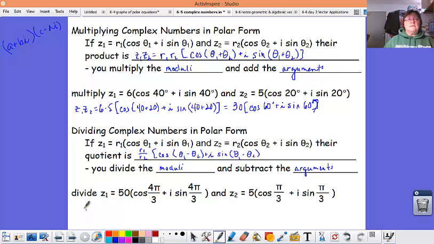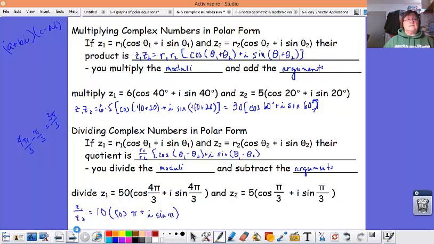Alright, if we're going to divide here, then our new number, Z1 over Z2, is going to equal 50 divided by 5, which is 10, times the cosine of, and we subtract the angles, 4 pi thirds minus pi thirds, that's 3 pi thirds. That's the same thing as pi. So it's the cosine of pi plus I times the sine of pi. And when we divide those two numbers, that's our quotient.